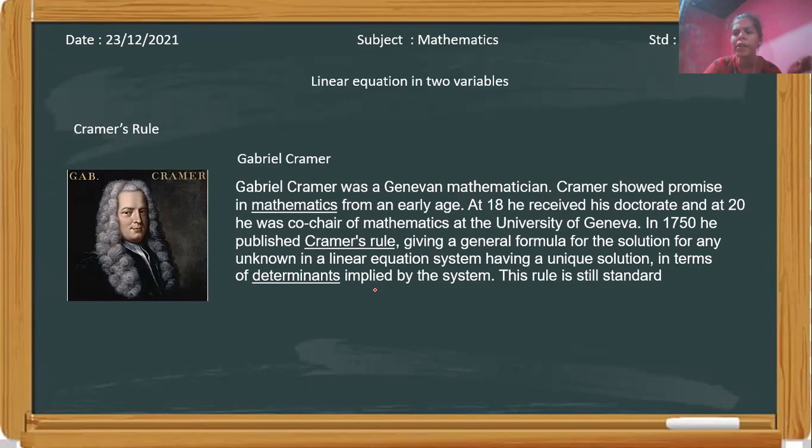In 1750, he published Cramer's rule, which we use to find the unknown variables of equations using determinants. So this rule we use till now. That is all about Gabriel Cramer, who invented Cramer's rule. Now we will see how to solve equations using Cramer's rule.